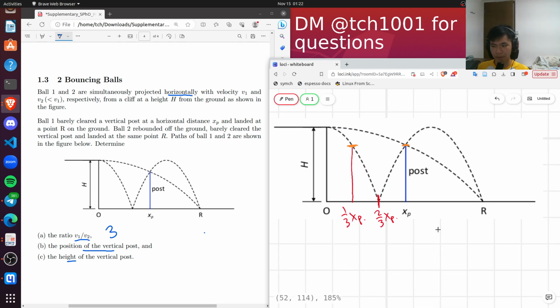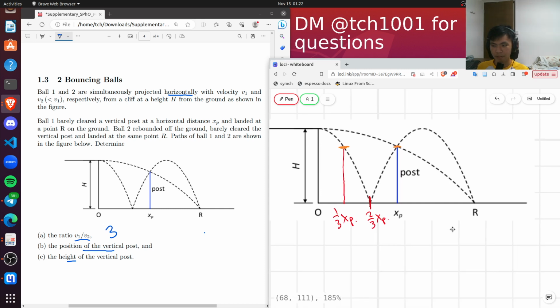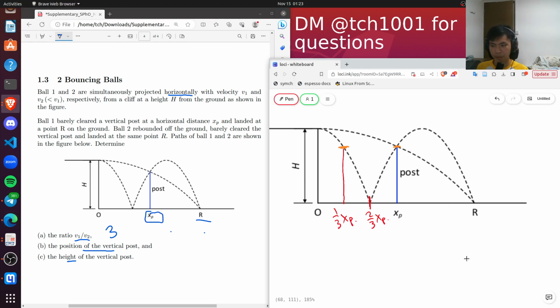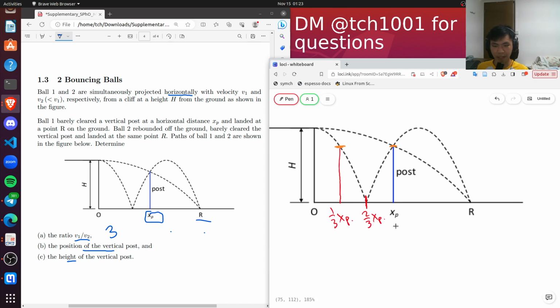So that's cool. Where does that bring us now? We want to find the position of xp in terms of r. The question gives us r as coordinates, and they want us to find xp in terms of r. We have a hunch that it looks kind of like half, but at the moment we haven't proved it yet. So how do we prove it?